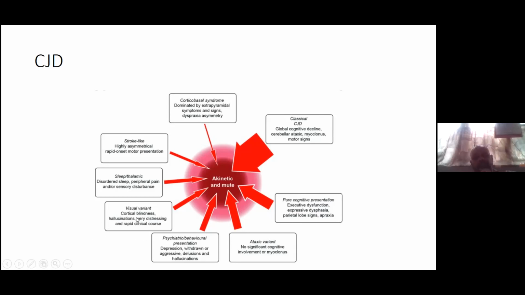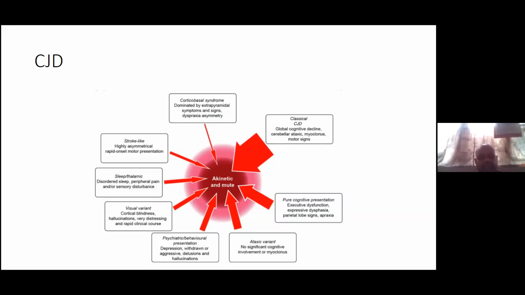They may have visual variants, which is called the Heidenhain variant, where they have cortical blindness, and they may have what's called a Balint syndrome, which are all features of the posterior cortical structures being involved, which then progresses again to an akinetic mute syndrome. They may have problems with sleep, because of the thalamic involvement, with peripheral pain and sensory disturbance, again progressing to akinetic mutism. A stroke-like syndrome is not very common, but can be a presentation. And of course, the corticobasal syndrome of dystonia and myoclonus, which is unilateral with an alien limb syndrome, again can progress into an akinetic mute syndrome.